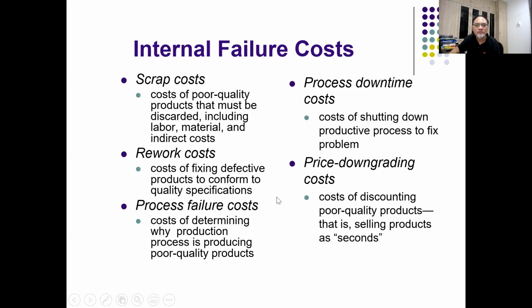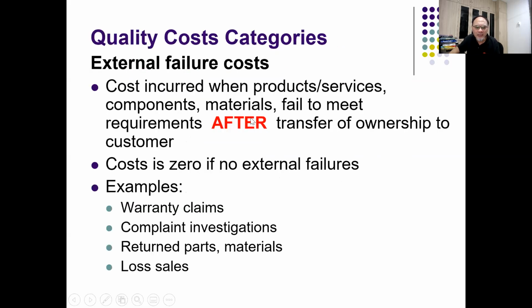These are external failure costs. Now you start seeing these quality cost categories. First is failure, which is internal failure or external failure. External failure is after transfer of ownership to the customer. So the cost is zero if there are no external failures. Warranty claim, complaint investigation, return parts, lost sales. So these are all external failure costs.